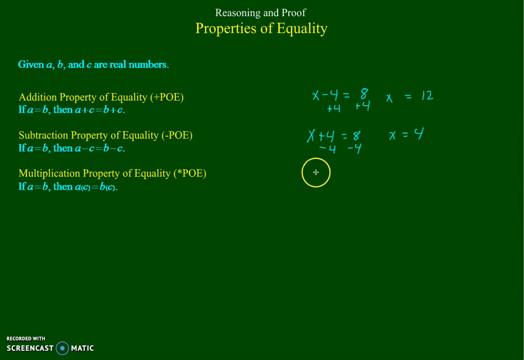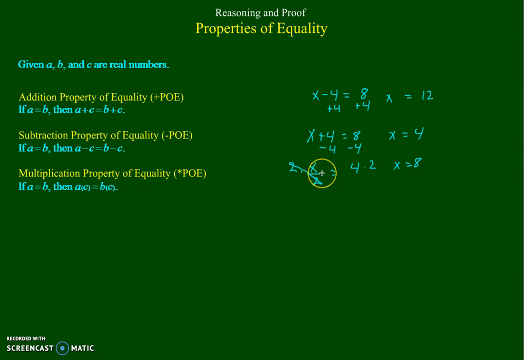So if I have something like this, let's say X divided by 2 equals 4. If I wanted to solve this, I can multiply both sides by 2. Multiplying both sides of an equation by the same value doesn't change the equation. This cancels this out, and we have x equals 8. So this is the multiplication property of equality that allows us to do that.